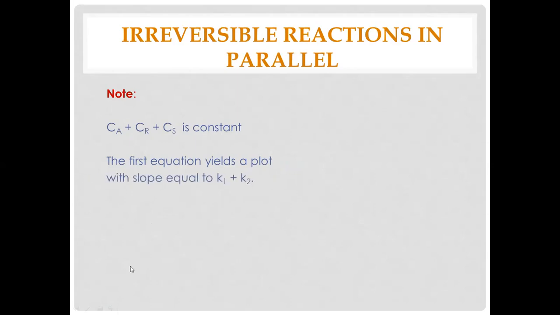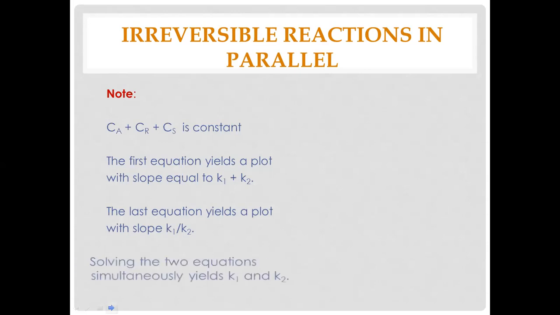Now, the first equation that was shown to you, that is the net rate of reaction based on species A, will give you a plot with a slope equal to K sub 1 plus K sub 2. The last equation will yield a plot with slope K sub 1 over K sub 2. And solving the two equations simultaneously will give you the values of the two rate constants.